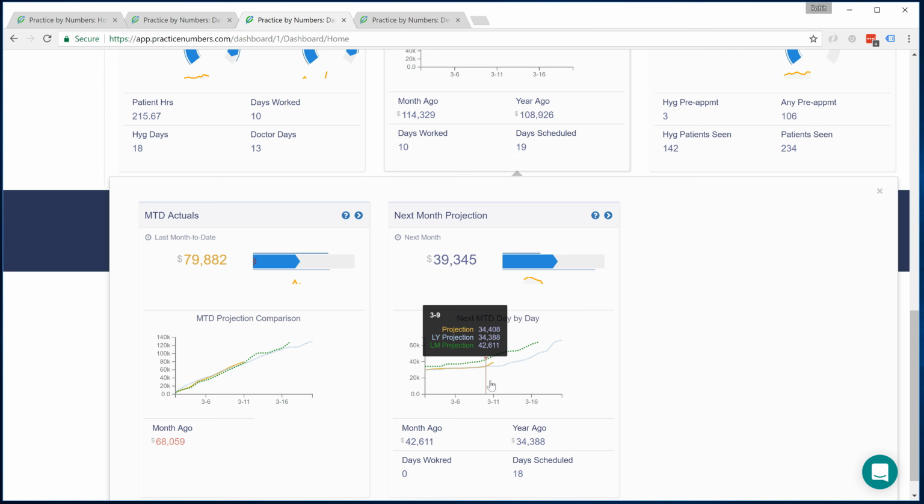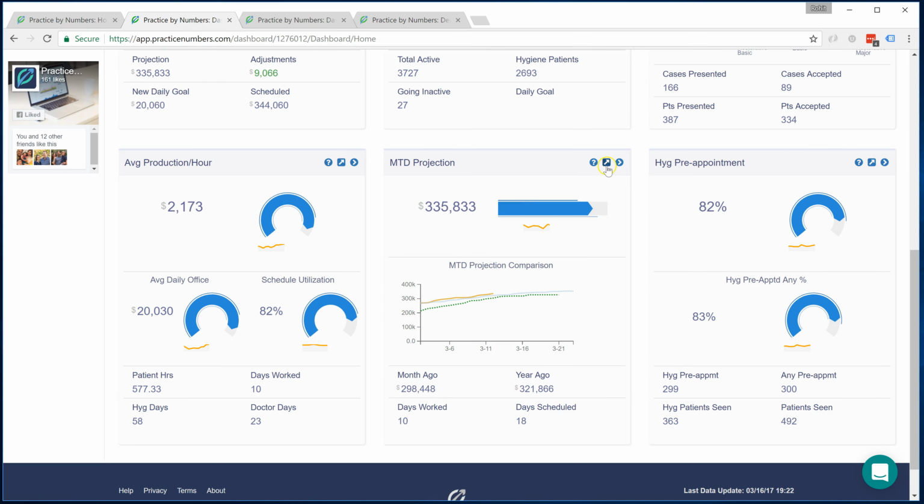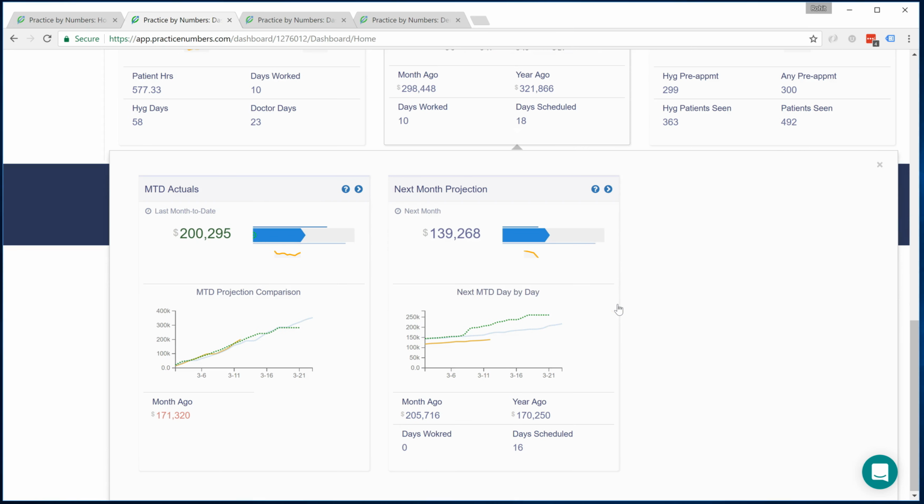So what we're seeing here is this office is running kind of neck and neck with what they were doing last year for the next month. Let's look at a different office. So this is a different office. And if I come down and take a look at this, these guys are actually running almost 30K behind where they were for next month a year ago.